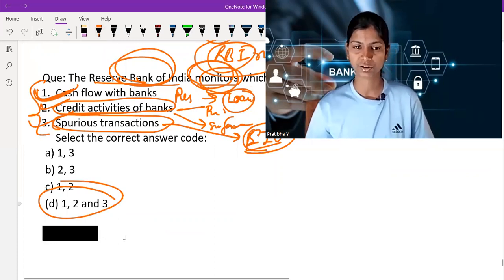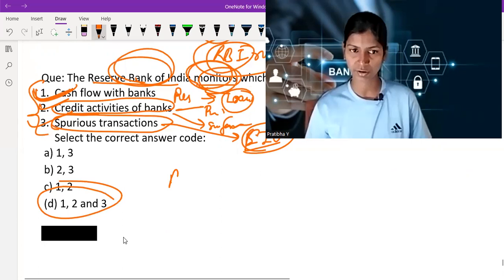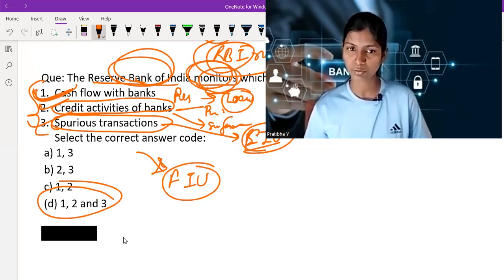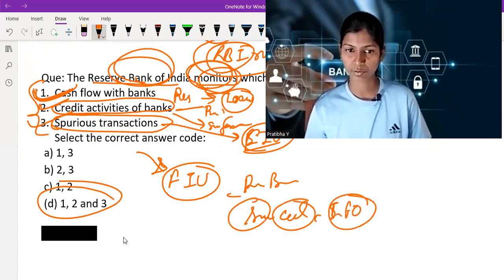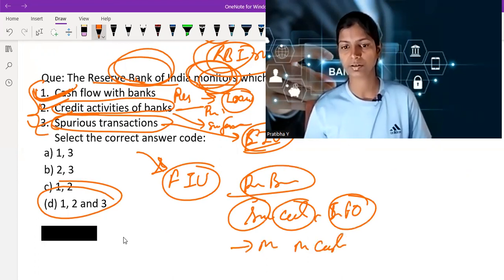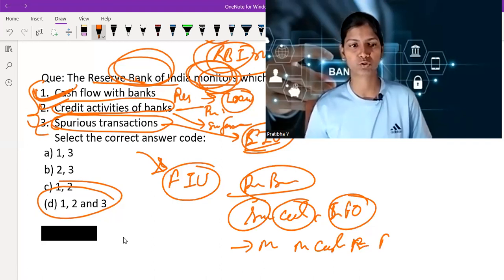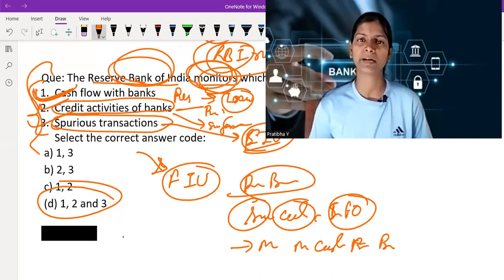Option D is correct. So remember, the Financial Intelligence Unit, you have to report if any fraudulent transaction is happening, and also give loans not only to profit-making businesses and traders but also to small cultivators and small financial organizations, and you have to maintain some minimum cash balance in your bank. So all these are important points related to the banking sector.